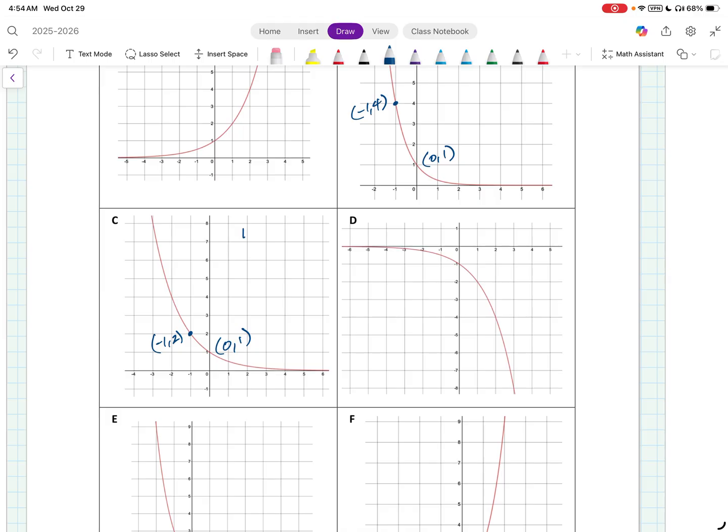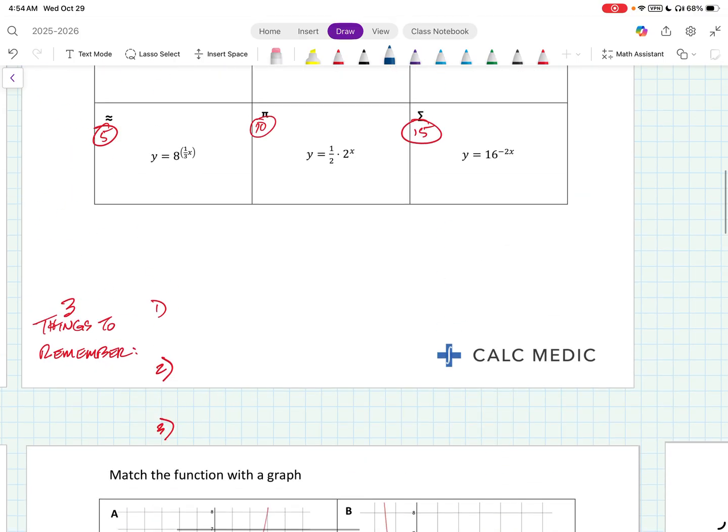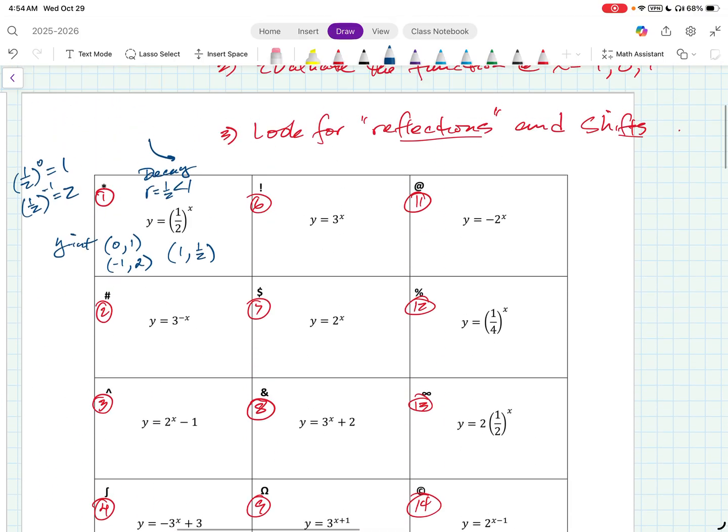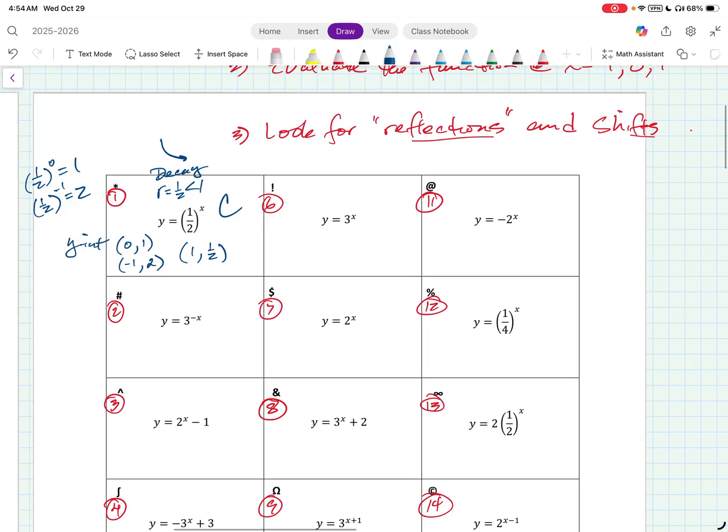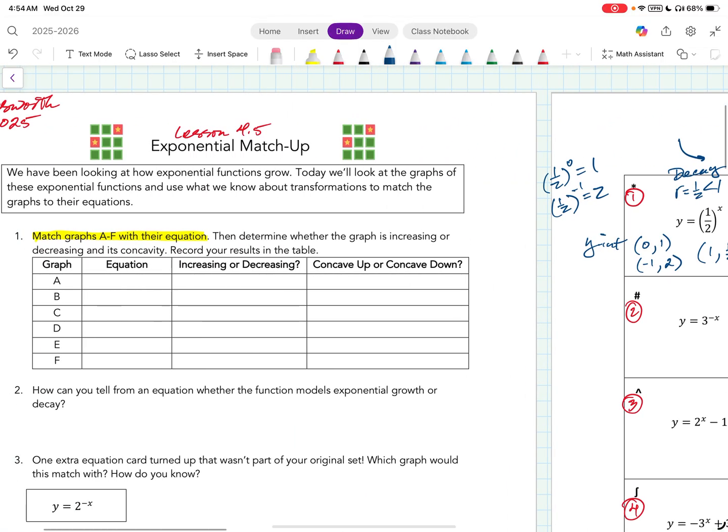So this is y equals 1/2 to the x power right through here. Let's make a note of that. So this one up here is C. Now on to the left here, for C, you can write it over here: y is equal to 1/2 to the x power.